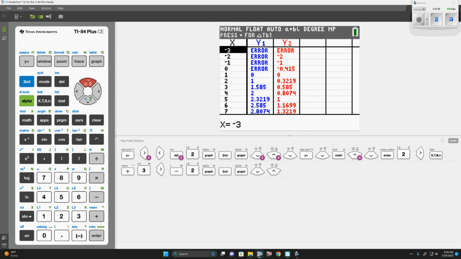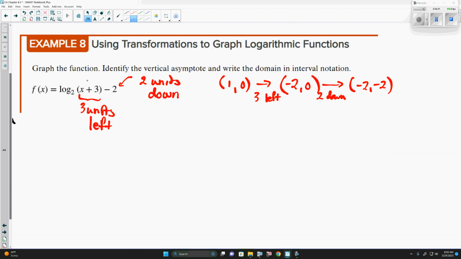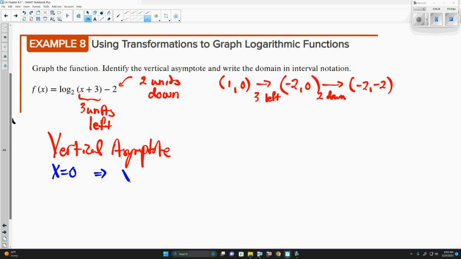Now, the vertical asymptote, the original one was x equals 0. However, we moved the entire function 3 units to the left. So the vertical asymptote is also going to move 3 units to the left. So our vertical asymptote is now x equals -3.